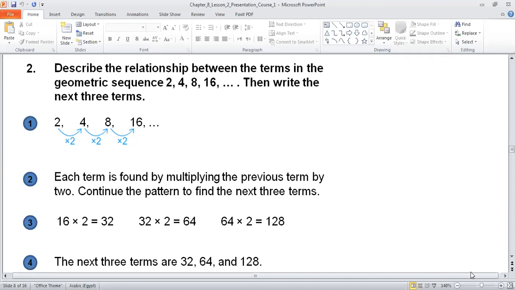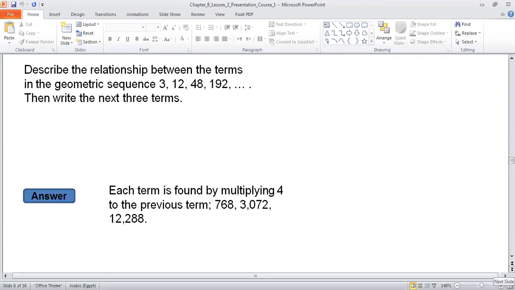Okay? The next example, how I can find the next term in the sequence. Describe the relationship between the terms of the geometric sequence. I have 3, 12, becomes 48, becomes 192. Who can tell me what we will do here? Multiply by 4. So every time I will multiply by 4.